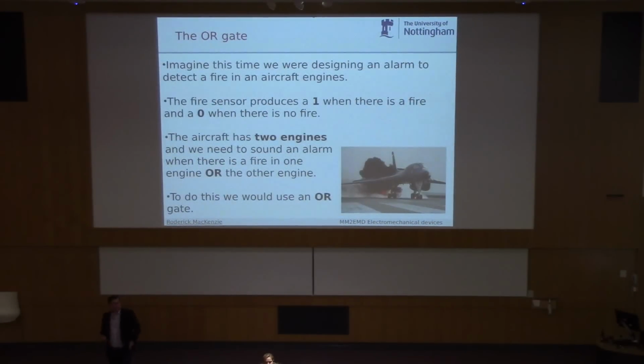Now you might use this, for example, in a fire detection system for an aeroplane. So imagine you've got an aircraft. It's got two engines, and you can imagine having a fire sensor in each of those engines, and you'd like the pilot to be alarmed that there's a fire when either of the engines has a fire. You don't want to wait till there's fire in both engines before you tell the pilot to do something. So an OR gate is what you need.